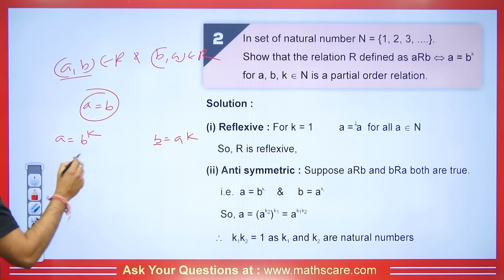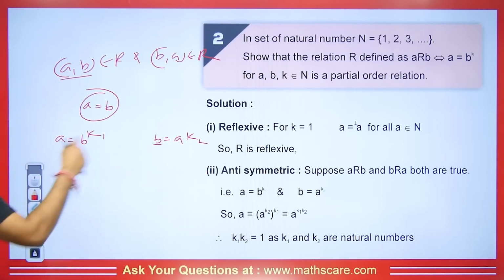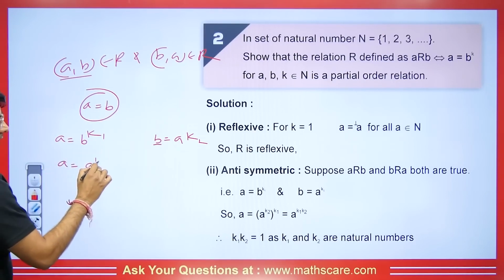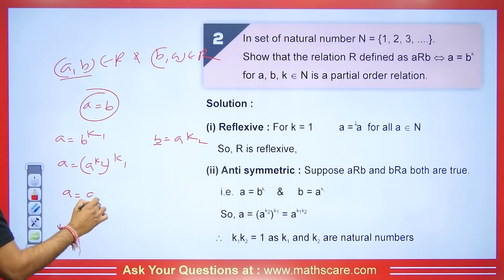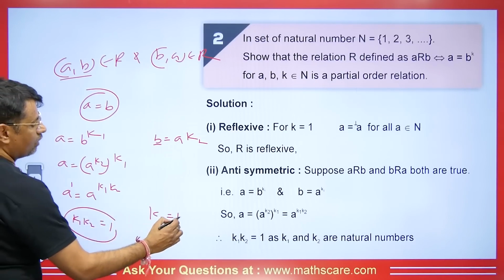Let us rename the powers to k1 and k2, right? So we can write a is equal to b power k2 power k1. Now here we can write it as a is equal to a power k1 k2. Now we know that the power here is 1. So these powers will connect with each other. This means k1 k2 is equal to 1. And k1, k2 are both natural numbers. So which natural numbers have product 1? So here k1 and k2 will be 1.